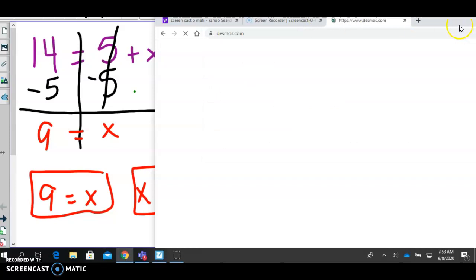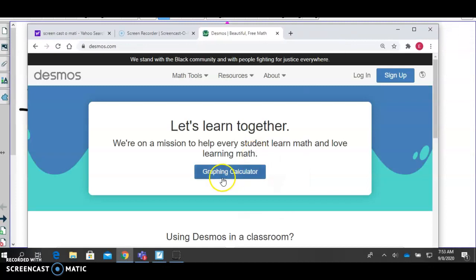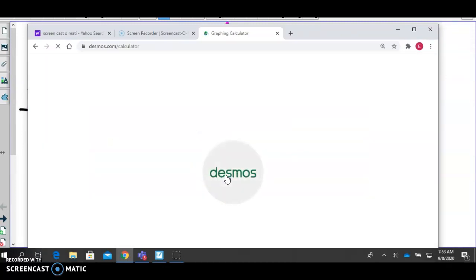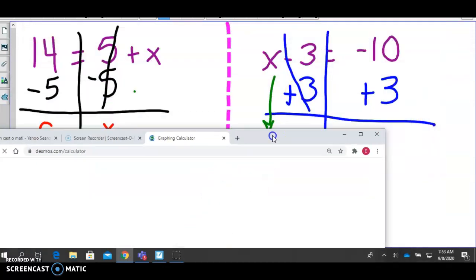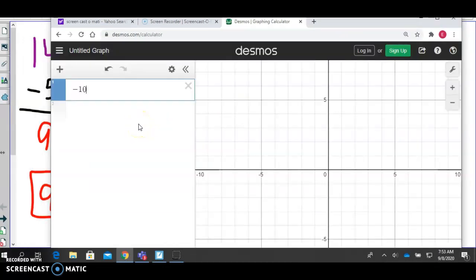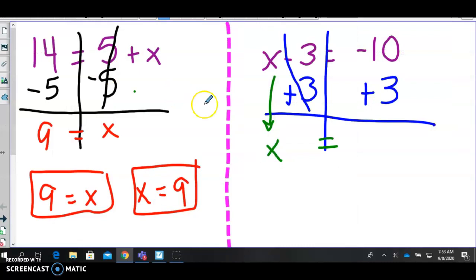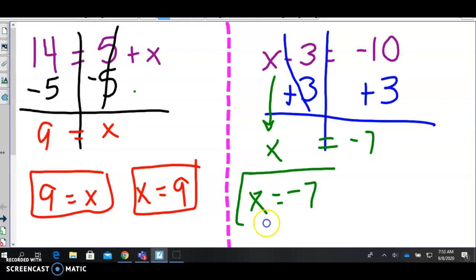Okay, we go to desmos.com because we can still use this for our SOL. We click on graphing calculator. And then my problem was negative 10 plus 3. So negative 10 plus 3. And I get negative 7. Okay, so I'm going to go ahead and write that down. x equals negative 7. So x equals negative 7 would be my answer.